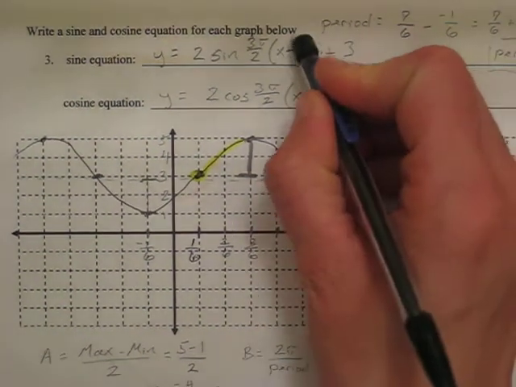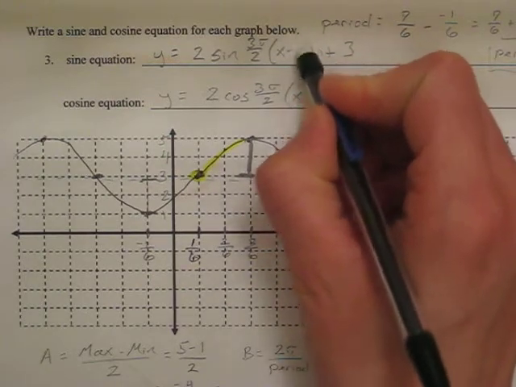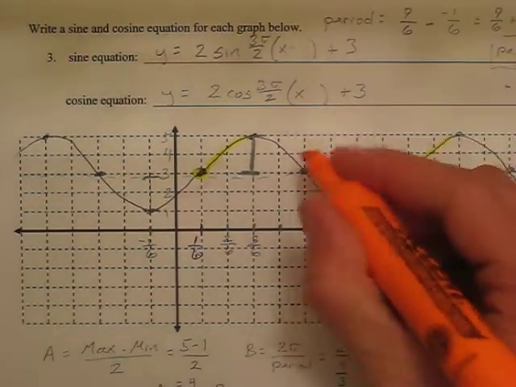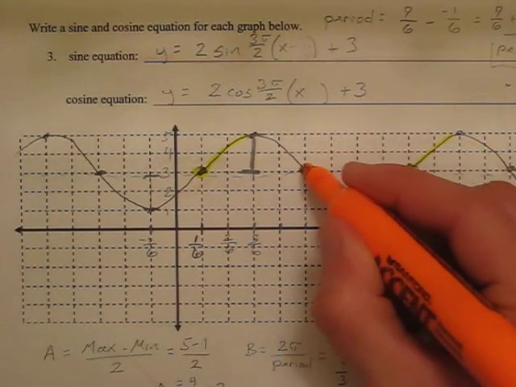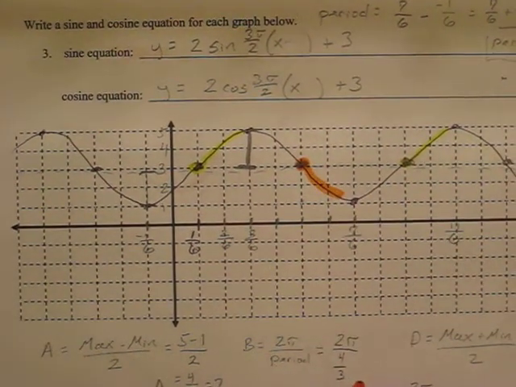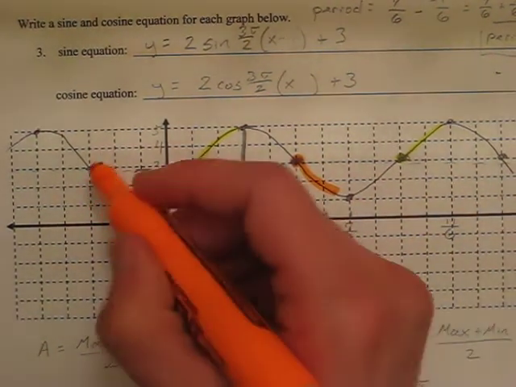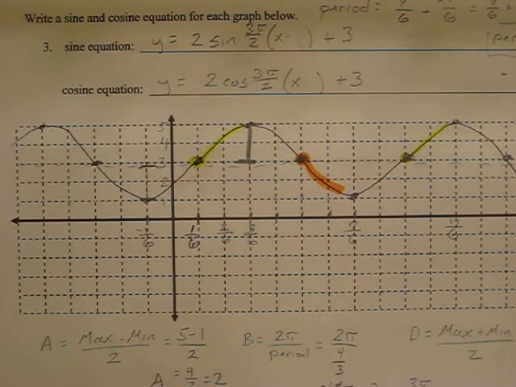Now let's say I wanted to write negative cosine graphs, a negative cosine graph. You have to pick any point that starts at the midline and then decreases to a minimum. So that's one example there, because it starts on the midline and it decreases to a minimum. I'll do that one in a second.